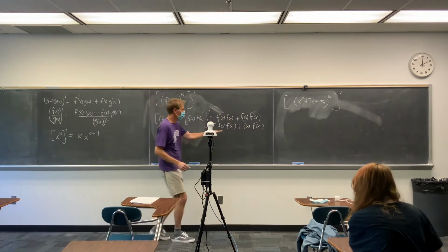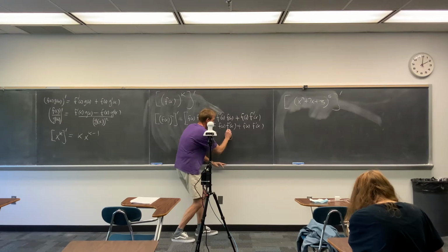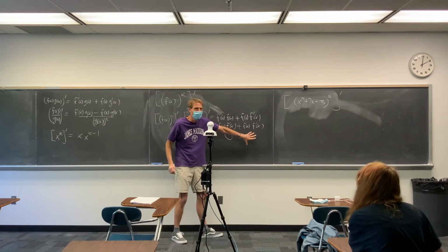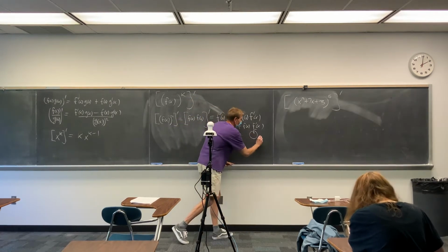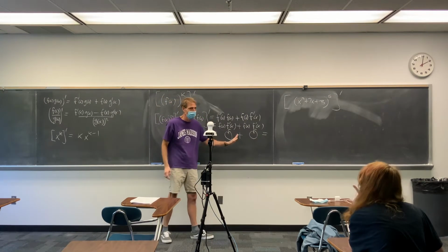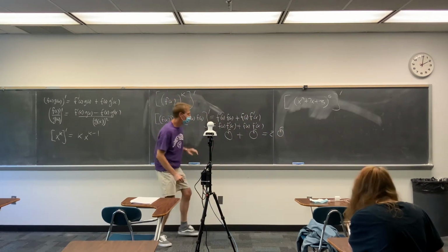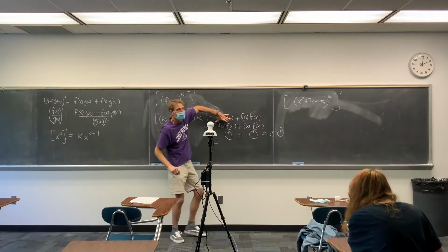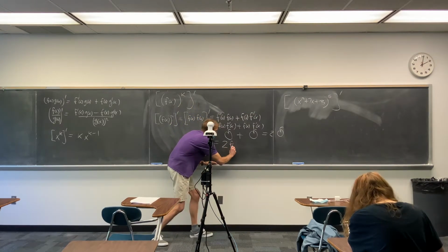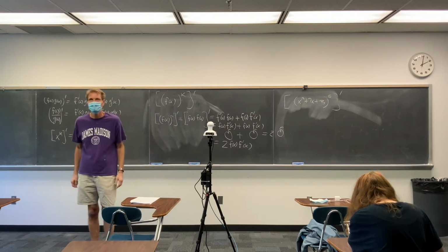Now let's call this an apple. Then this would also be an apple. Now, algebraically, an apple plus an apple is two apples. And so this would be the same thing as one apple plus another apple, which is two f of x f prime of x. 2f of x f prime of x.